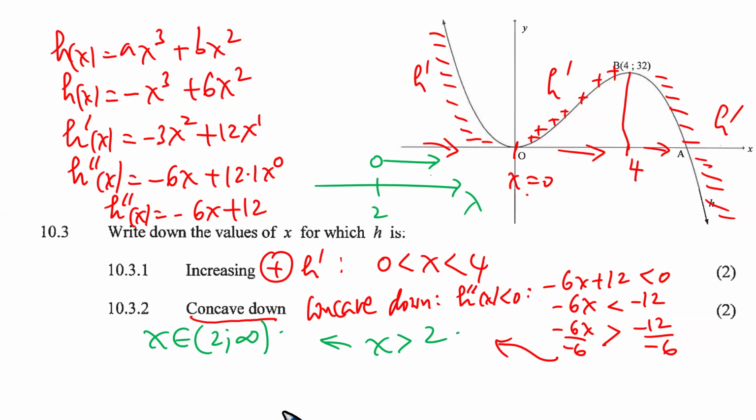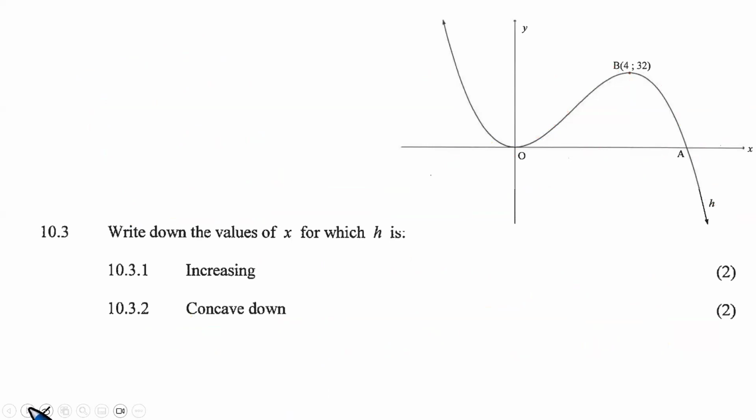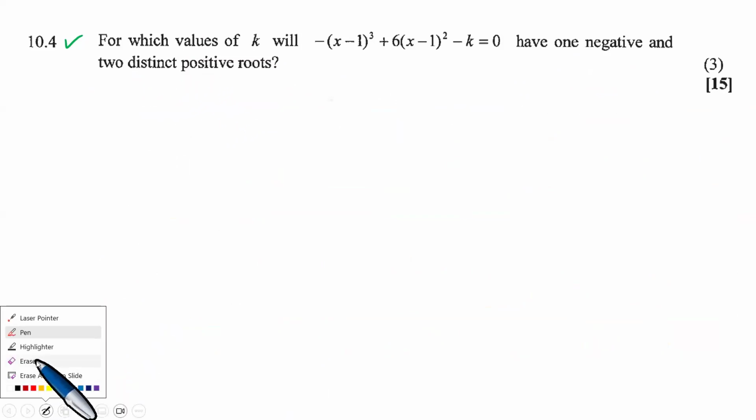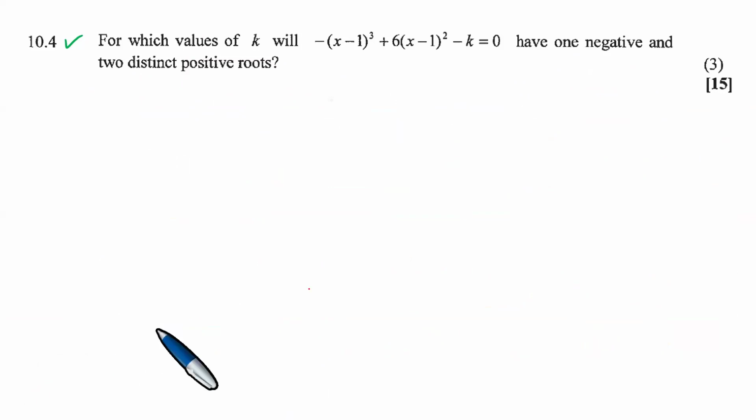Right, so 10.4 now is a very exciting one, and we continue to solve more problems. And we look at the 10.4. Right, in 10.4, they're saying for which values of k will this particular equation have 1 negative and 2 distinct positive roots? Okay, let us analyze this together.